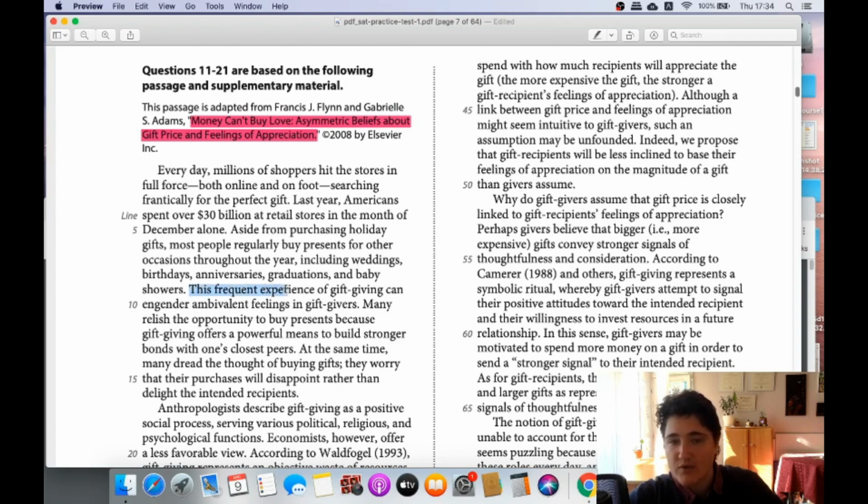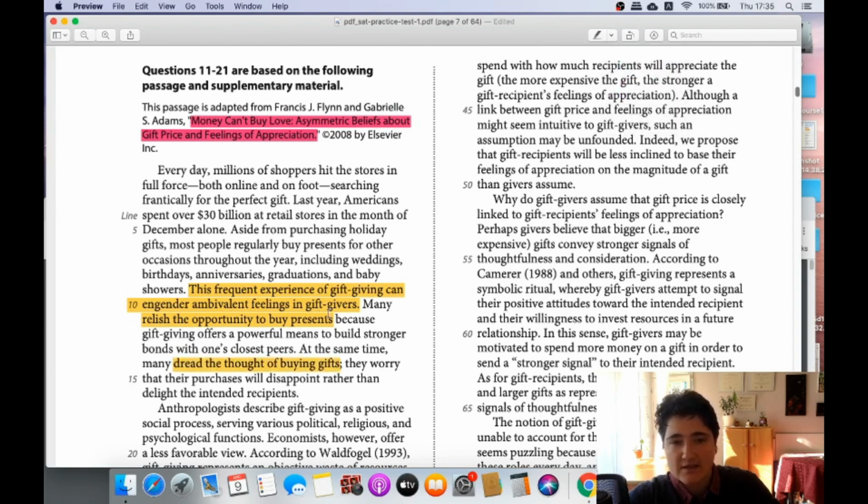This frequent experience of gift giving can engender ambivalent feelings in gift givers. Okay, so now this sounds like an argument. Well, they are ambivalent feelings, and after that, you have: many relish the opportunity to buy presents, because gift giving offers a powerful means to build bonds. At the same time, many dread the thought of buying gifts. So we have some people who love it and some people who hate it.